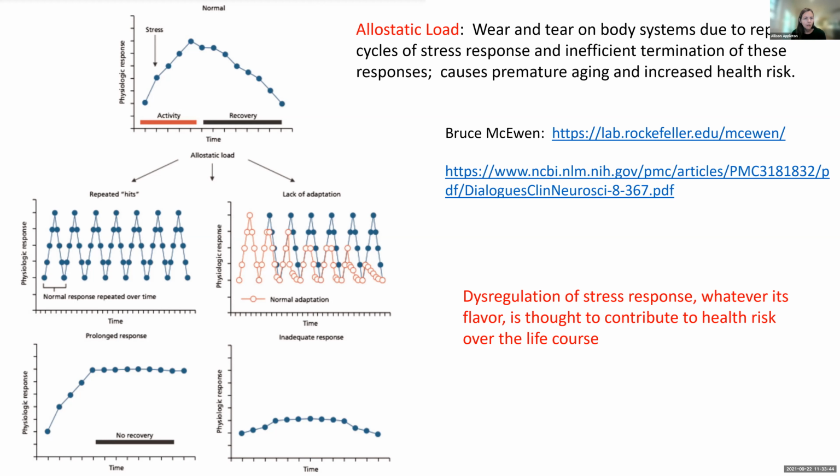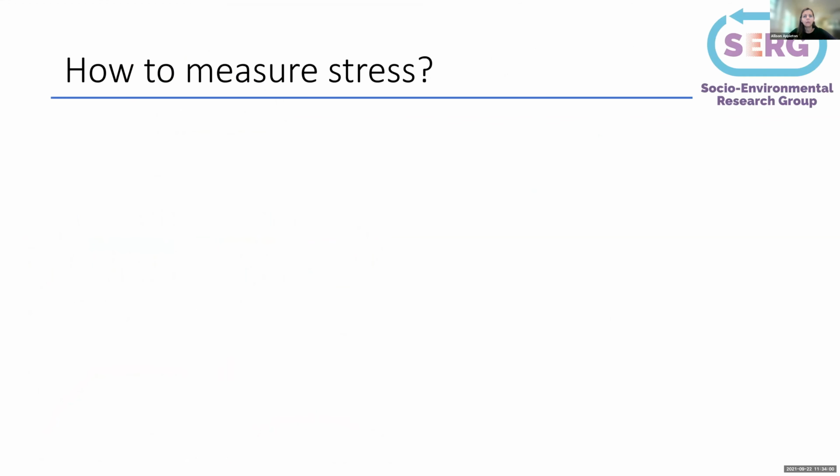So dysregulation of what should be a normal stress response, however it's being dysregulated, is thought to contribute to health risk over the life course, to contribute to this grinding down of our body systems because of that lack of sufficient recovery time. So that's allostatic load. That's the theory behind stress, what it is, how it could get into the body to affect our health, and the physiologic toll stress can take across body systems that over time will lead to the health outcomes and disparities that we see in our communities.